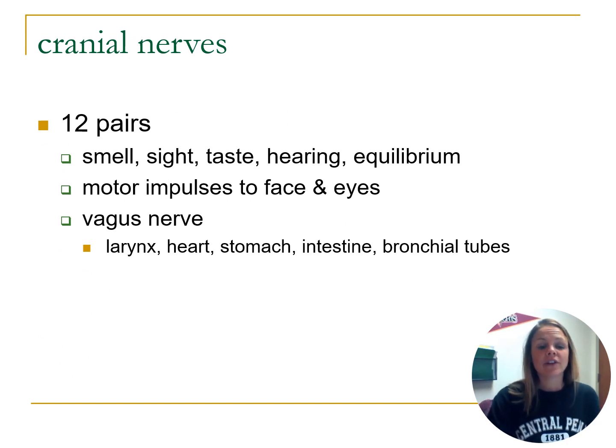The cranial nerves are a set of 12 paired nerves in the brain. They help the body to communicate senses or movement or both.